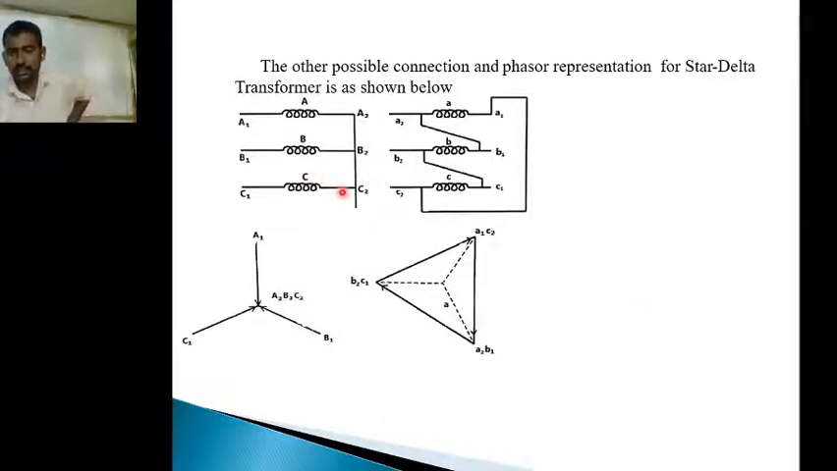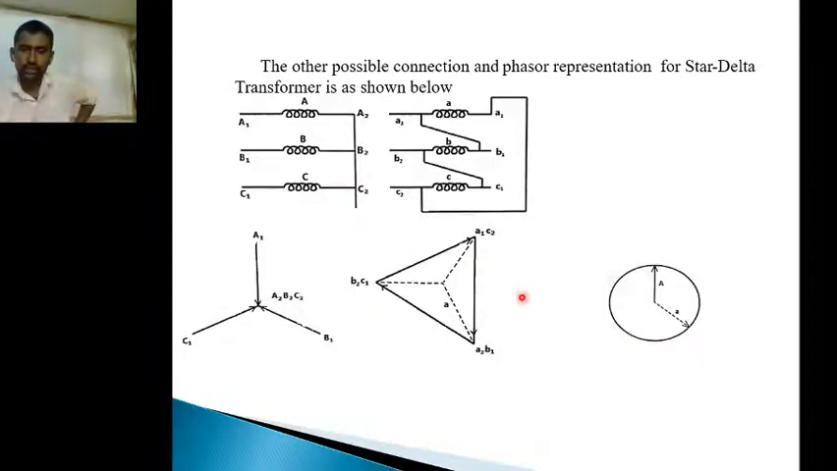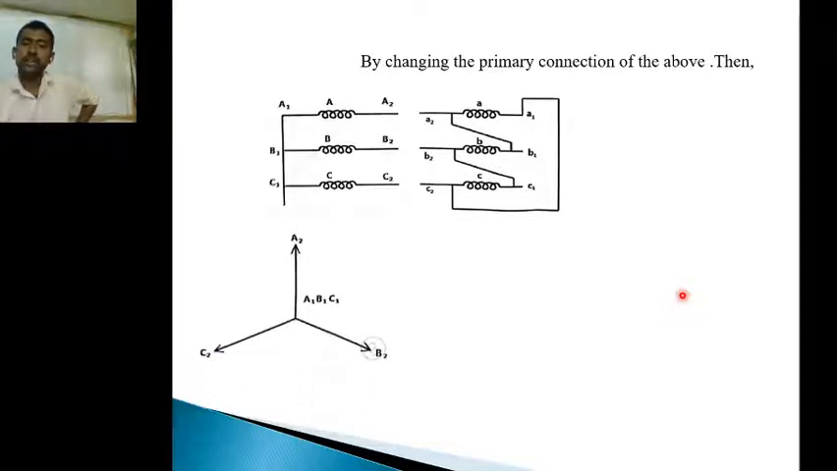In a similar fashion, if you reverse the delta winding and make the other one star connection, then we can get the 5 o'clock connection. So this can be written as capital Y small d 5, and if you reverse the direction of the delta winding, then we get the 11 o'clock connection.